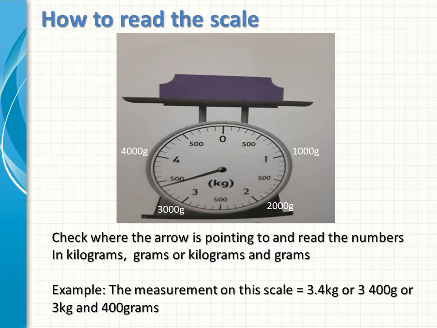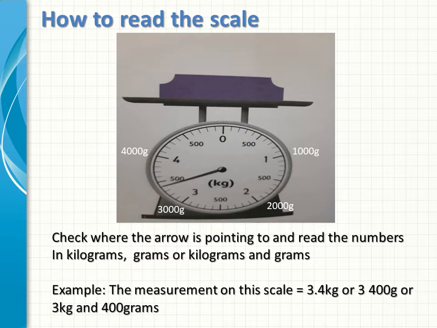That means after 3, where you have number 3, the next line there will be 100. After that, it will be 200. The next one is 300. Then where the arrow is pointing is 400 before we now have 500. Okay? So, what is this scale measuring now? We can say it is 3.4 kg.